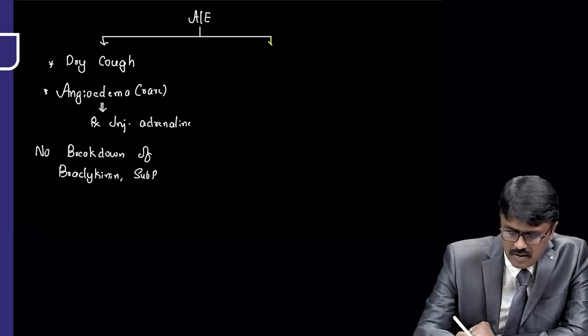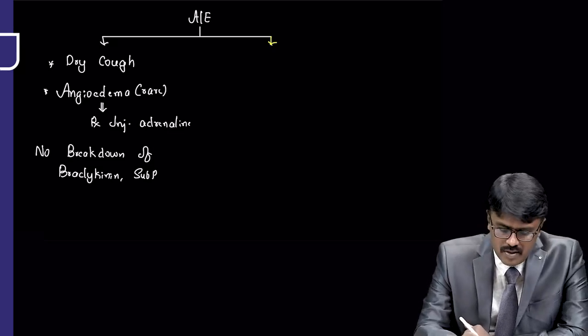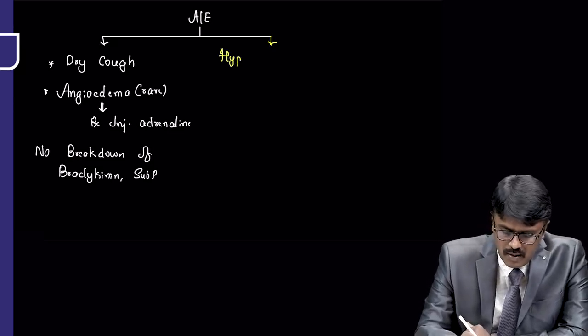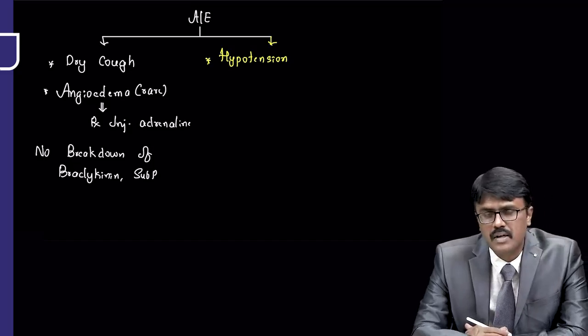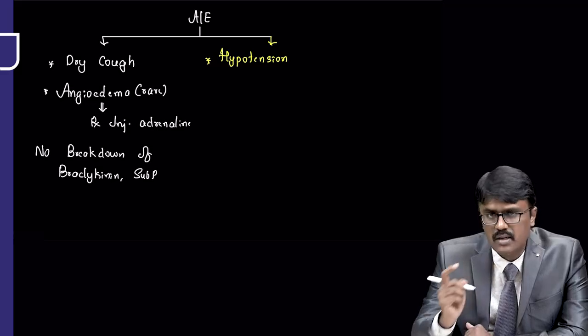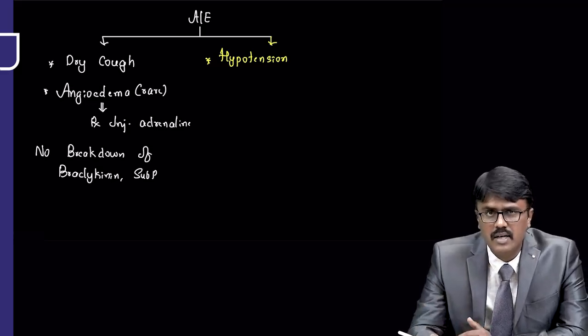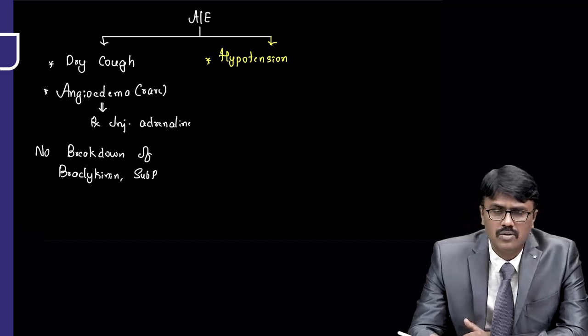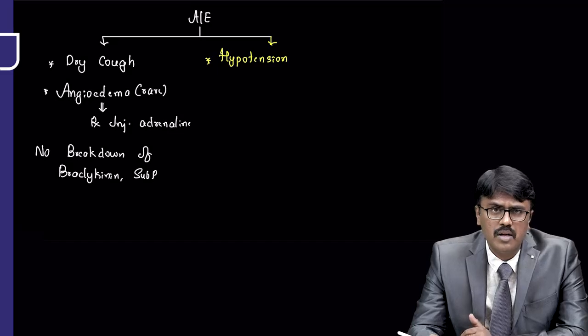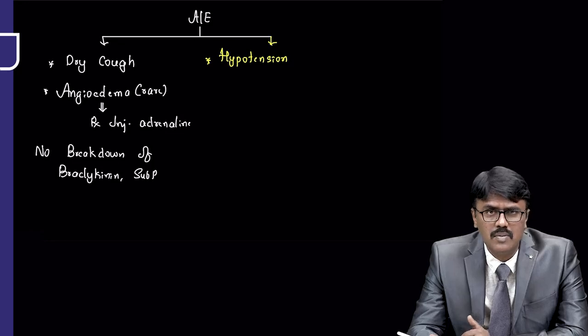What are the other adverse effects of this? Obviously, these are antihypertensives, so what we see is hypotension. They can decrease the BP. Very good. Now, when you are using an ACE inhibitor with a thiazide diuretic, you have to skip a thiazide diuretic dose so that you can prevent postural hypotension. So if a thiazide diuretic is already being used, you have to skip a dose to avoid postural hypotension.